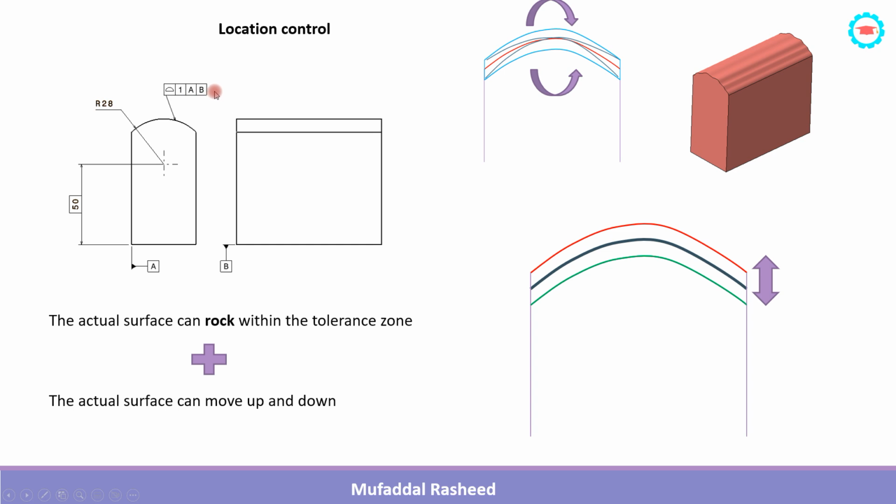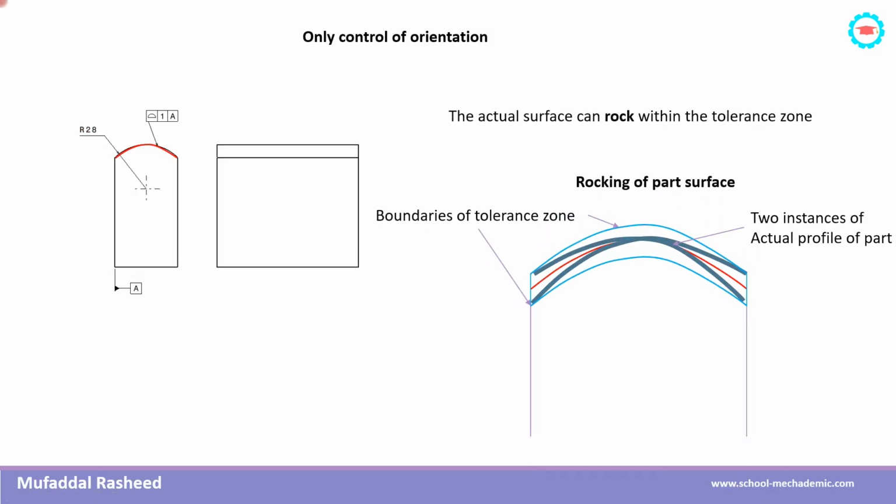So earlier, in the orientation control over here, there is no control on location of this surface. So this tolerance zone is not located rigidly with respect to any datum. It can move. It can move up or down. The tolerance zone itself can move up or down, and so can the actual surface. The only thing being controlled is that the rocking or the rotation of that surface with respect to datum A is being controlled, but the actual position with respect to any other feature is not being controlled.